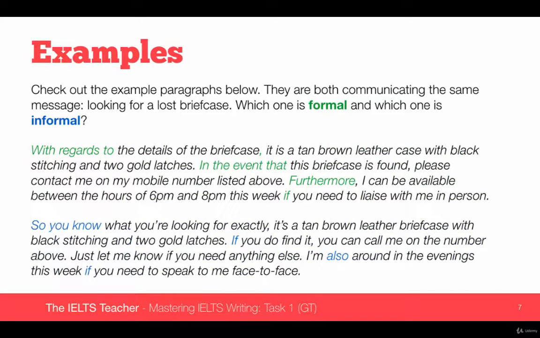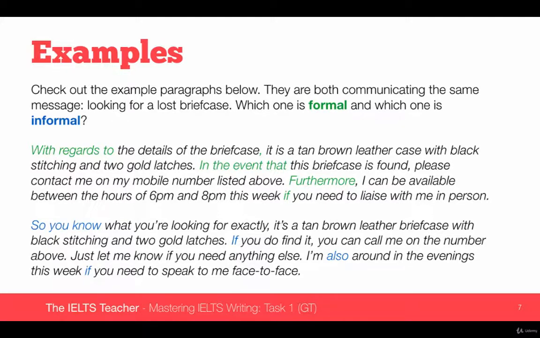Let's have a look at the first one. First of all, we've got "with regards to," we've got "in the event that," we've got "furthermore," and we have "if" as well. Notice that "if" can of course be formal or informal. It's not a word that denotes a level of formality, so don't worry about whether it's formal or informal. And we can prove that because it's in the next paragraph as well. So we have "so you know," and "if," we have "also," and we have another "if."